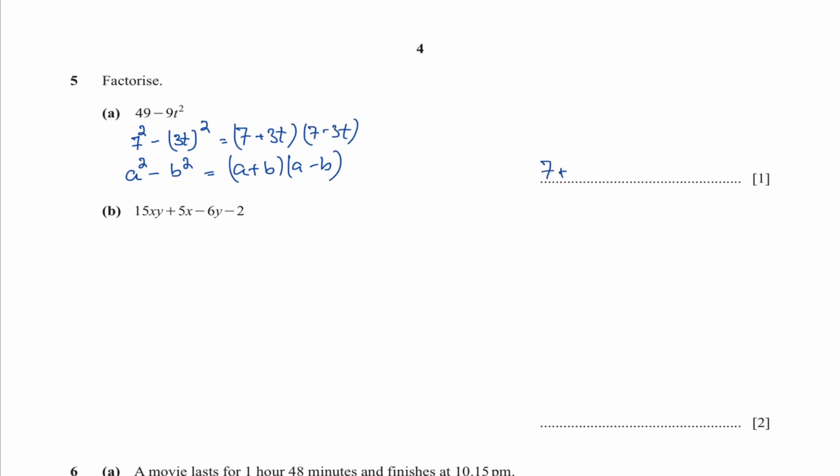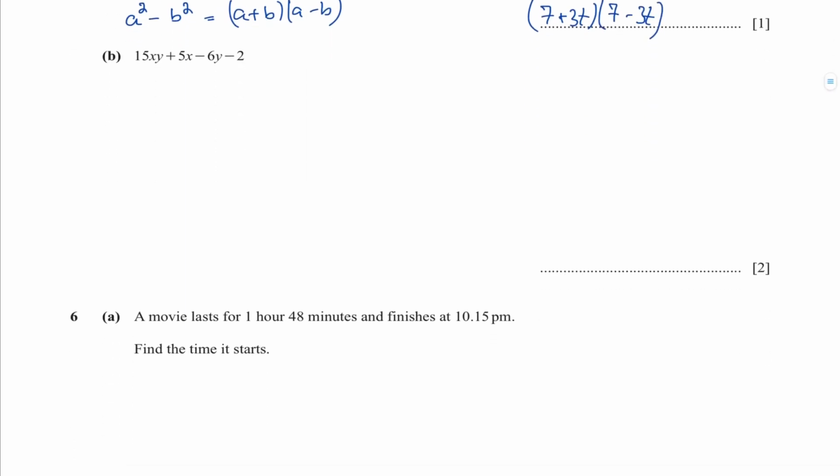So let's write that in the space provided. 7 plus 3t, 7 minus 3t. Okay, and whenever you have 4 terms, it's best to take common. So I can take 5 along with x common. It's best to make pairs and take common. So if I take 5x common, so I'm going to have 3y plus 1.